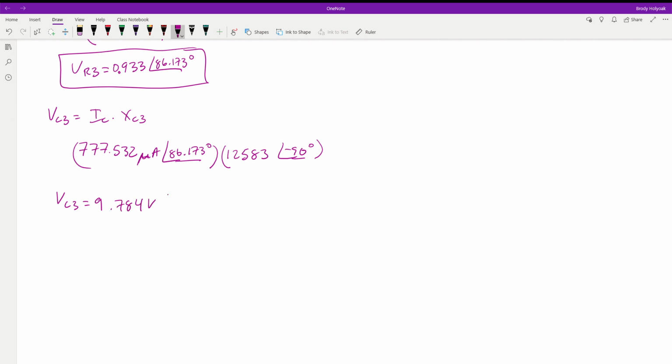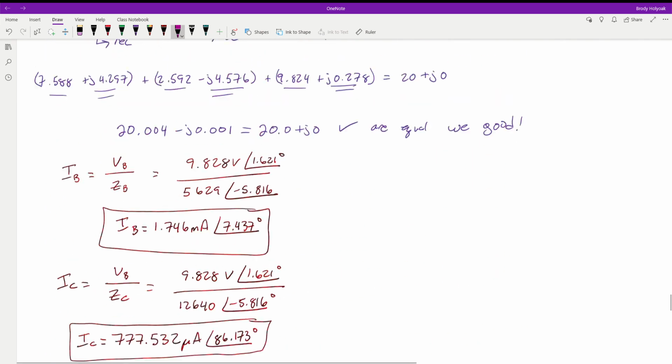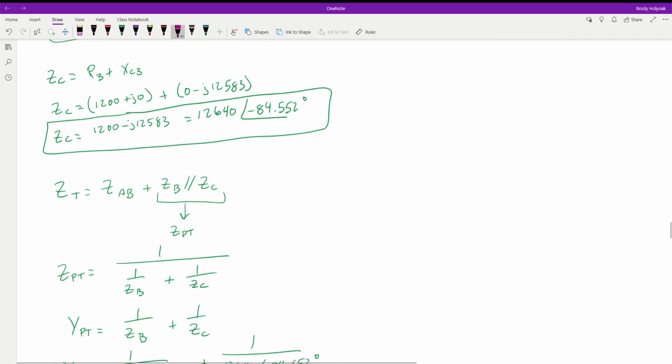9.784 volts at an angle of negative 3.827 degrees. And there is our final answer for this circuit. Now we have all the voltages solved, we have all the currents solved, and we're good to go. And like I said, we can go through and find the individual powers for these, but right now, I don't think we need to. Just come back up here and double check and make sure we have everything.